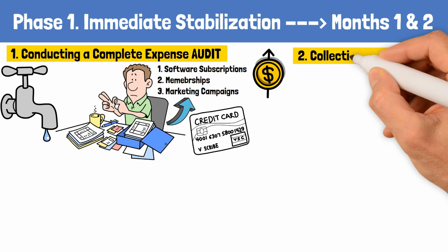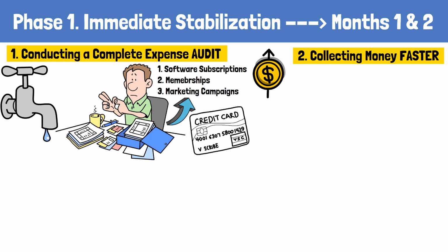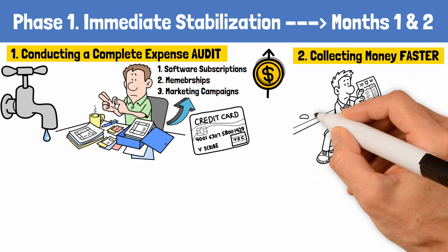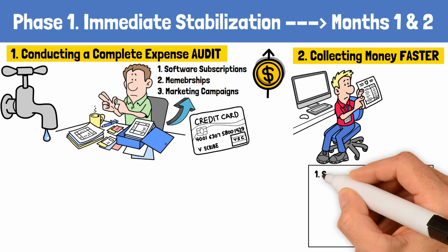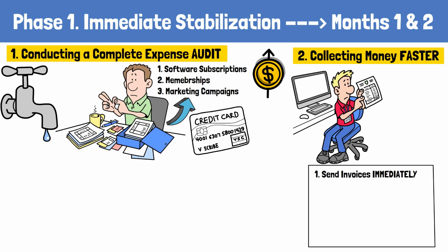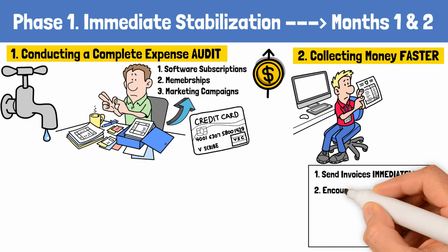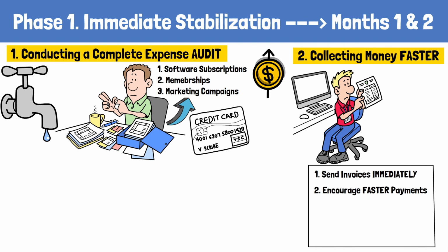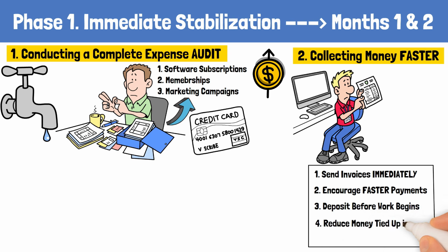Next, focus on collecting money faster. Many small businesses wait too long to invoice customers, creating unnecessary delays in receiving cash. Send invoices immediately after delivering a product or service. If possible, encourage faster payments by offering a small discount for customers who pay early. For larger projects, consider requesting a deposit before work begins or using milestone billing throughout the project. This reduces the amount of money tied up in unpaid work and improves your cash position throughout the month.